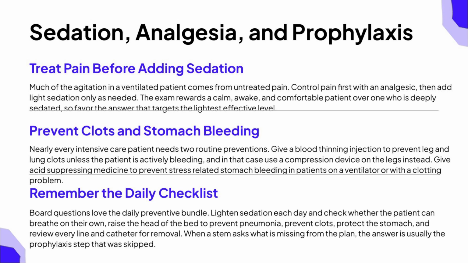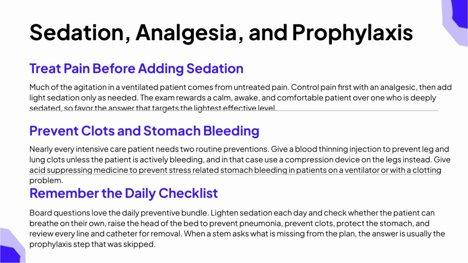the lightest effective level. Second, prevent clots and stomach bleeding. Nearly every intensive care patient needs 2 routine preventions. Give a blood-thinning injection to prevent leg and lung clots unless the patient is actively bleeding. And in that case, use a compression device on the legs instead. Give acid-suppressing medicine to prevent stress-related stomach bleeding in patients on a ventilator or with a clotting problem.